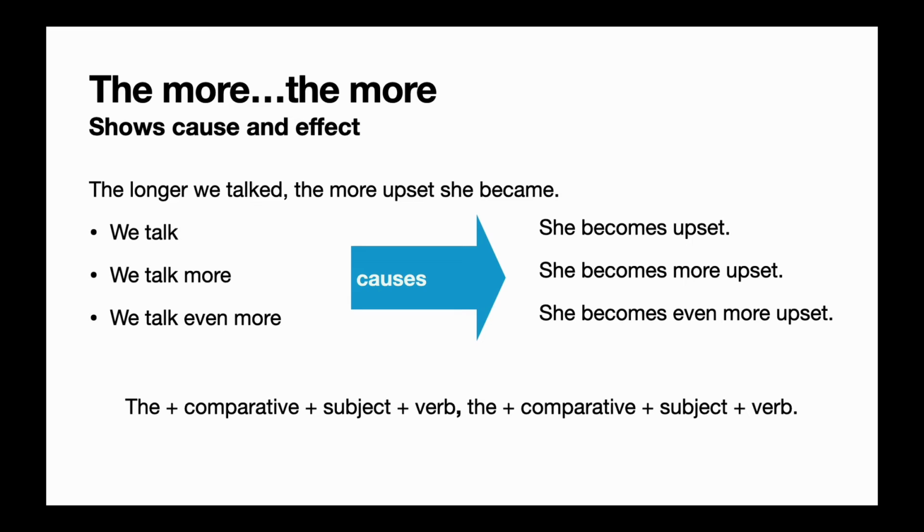And for this kind of sentence, we use a very specific structure. We put the in front, the comparative, followed by the subject and verb, a comma, and then repeat the structure. The comparative, the subject, and the verb. So it's a very strange structure, but very common in English, especially when we're talking.